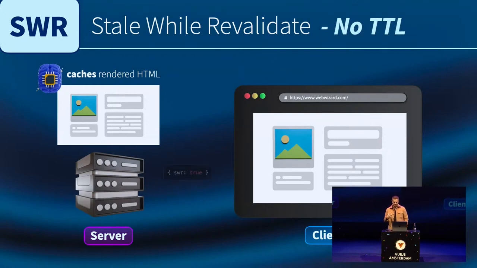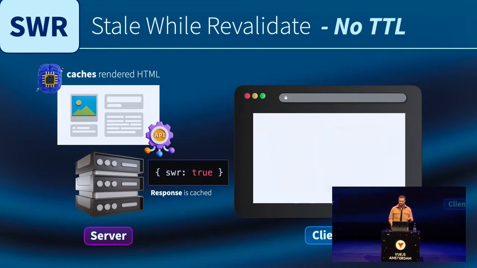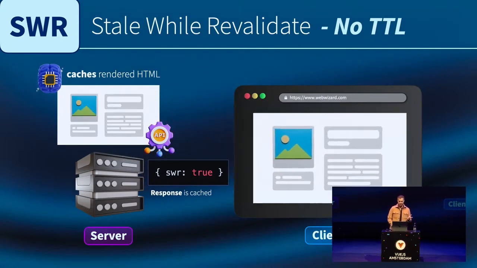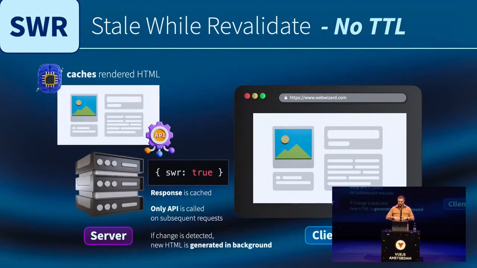And there's two different ways to achieve SWR. It's either you're setting a time to live or you're not. So with no time to live, Nuxt is going to save the API response that was used for generating that first version of the page. And then on the next page visit, that cached HTML is sent over. And then only the API is called on those subsequent requests. And when a change is detected during such a request, the server returns a stale response and then regenerates new HTML in the background, which will then be served for that next response. So that is with no time to live set.